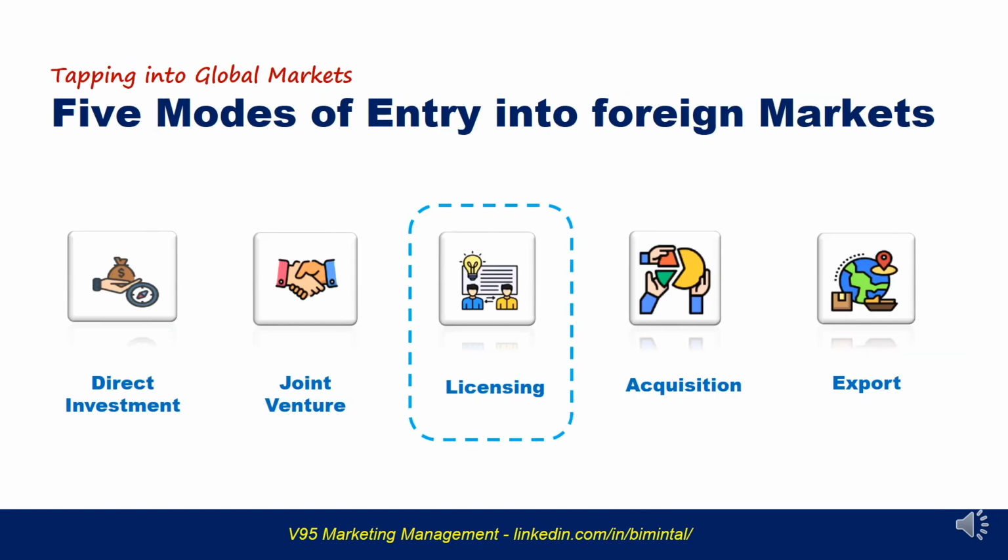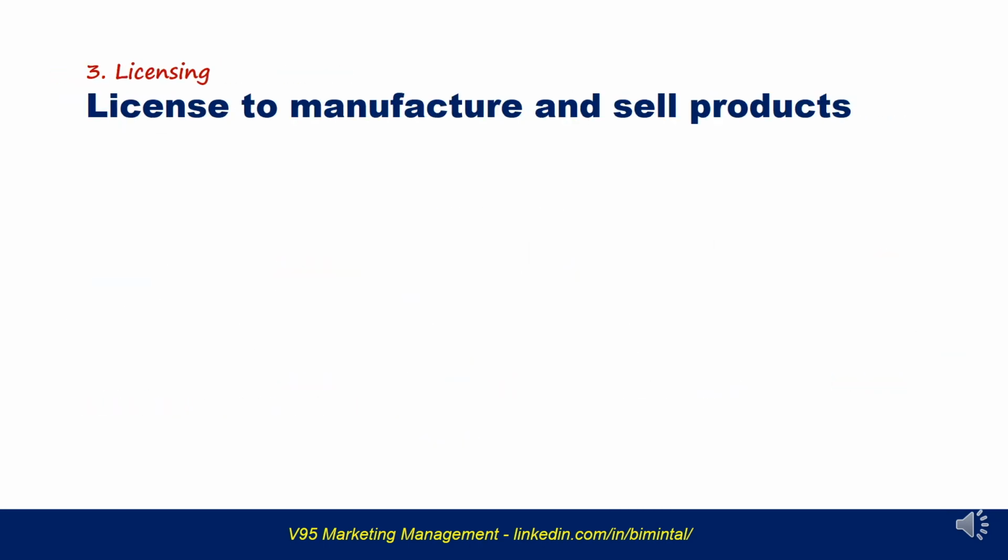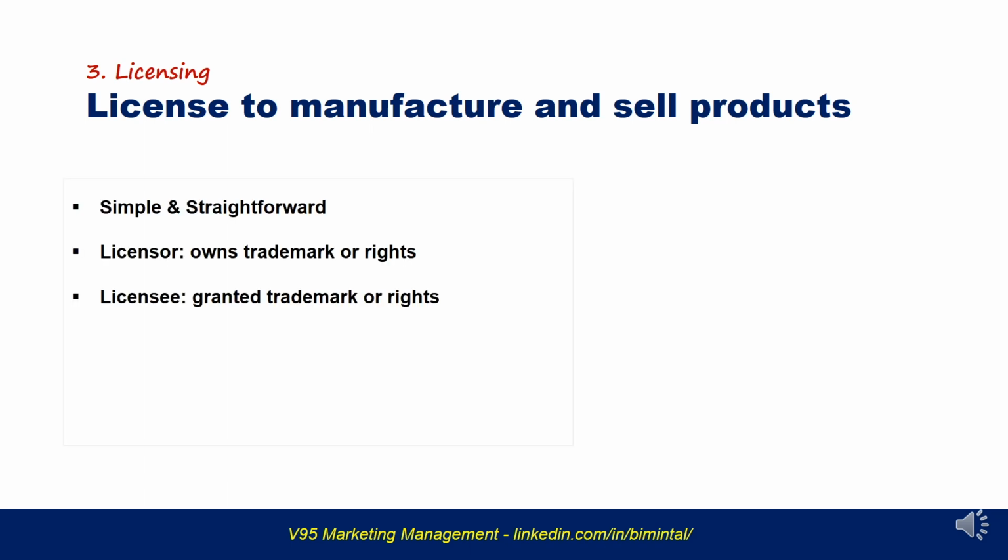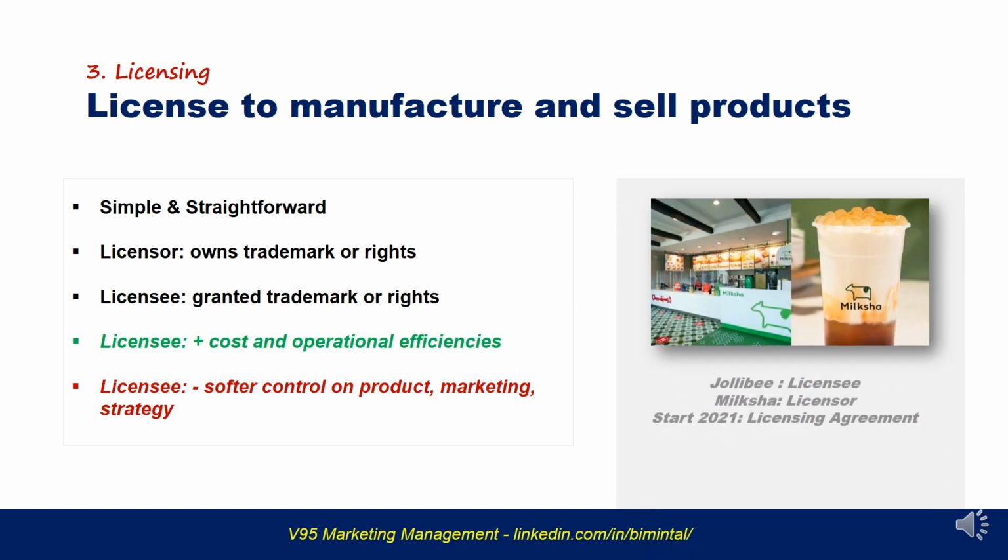The third mode of entry is licensing. Licensing is a simple way to engage in international marketing or operations. In 2021, Jollibee Foods Corp announced that it had entered a licensing agreement with Taiwan's Milksha. In this case, Milksha is the licensor and Jollibee is the licensee.